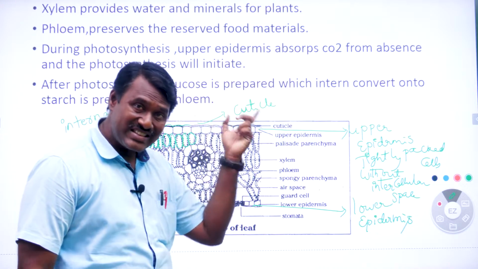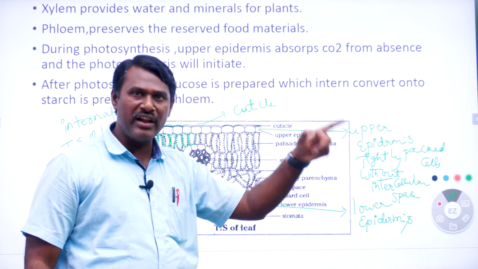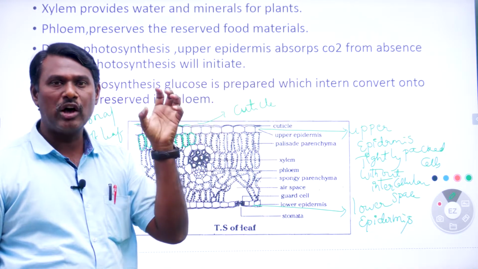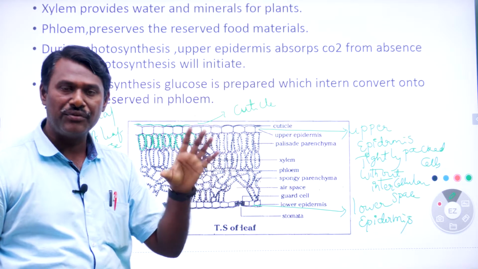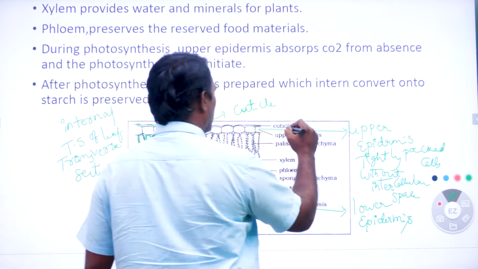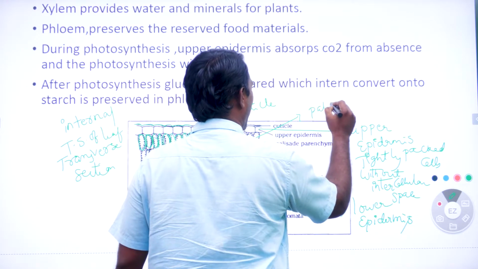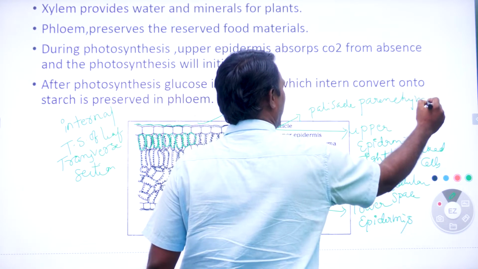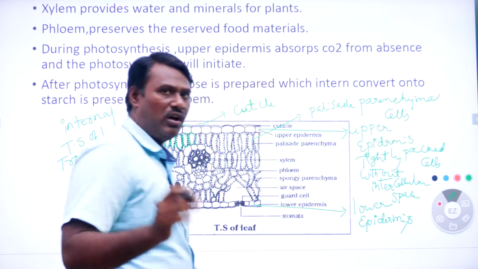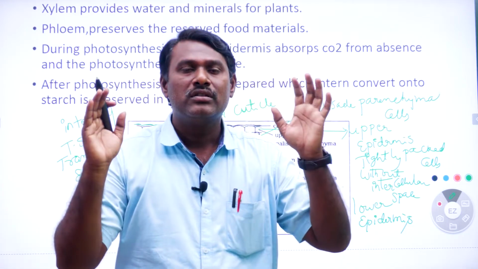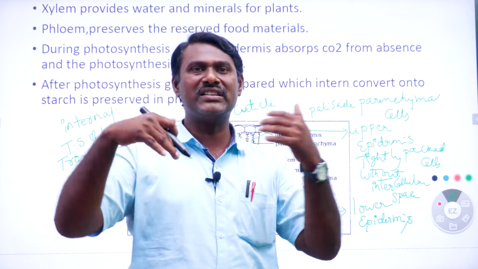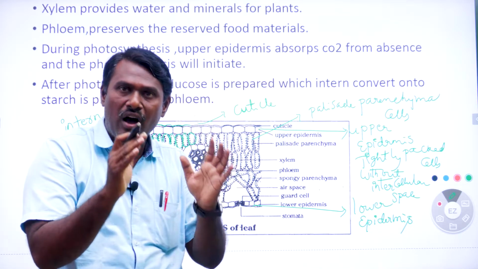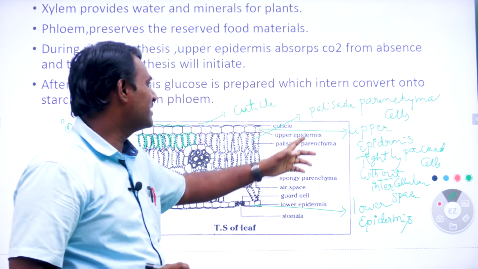This type of cells which are present in the TS of leaf in the upper epidermal layer, tightly packed cells without intercellular space, are called palisade parenchyma cells. So the tightly packed cells without intercellular space of the upper epidermis we can call palisade parenchyma cells.